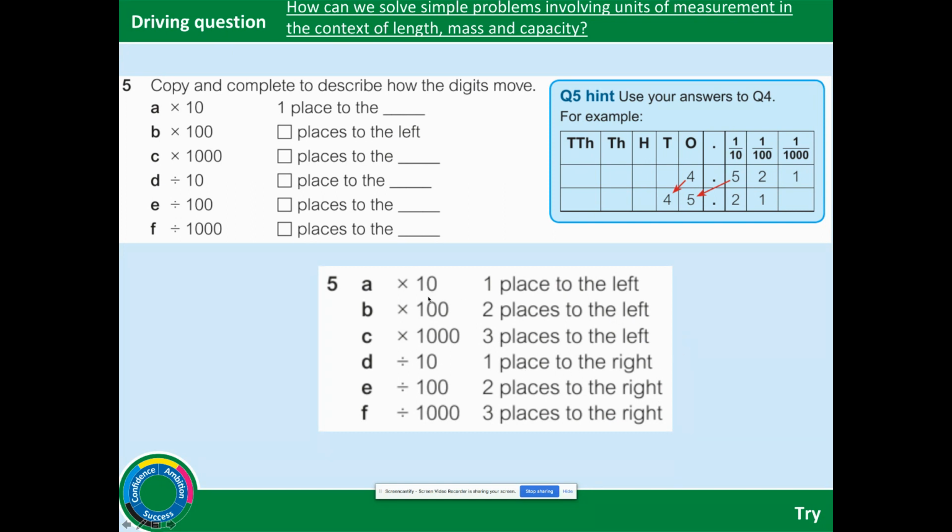To the left, we're going to end up with a bigger number. When we divide, we want a smaller number, so we're going to move to the right. Divide by 10, 1 zero, 1 place. Divide by 100, 2 zeros, 2 places. Divide by 1,000, 3 zeros, so you're going to move 3 places to the right.